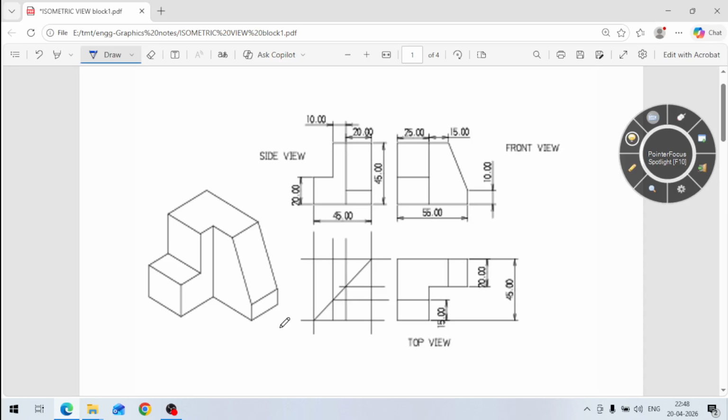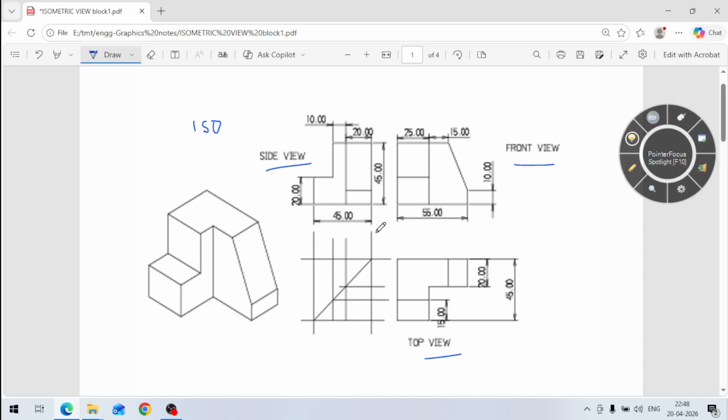Today in this video, what we are going to do is dimensioning of the isometric view. So this is our isometric view here. And these are the views: this is our front view, this is top view, and this is side view. Three views are given here. But I have to do the dimensioning of this isometric view. So how to do the dimensioning? We also have to draw some construction lines here for this.